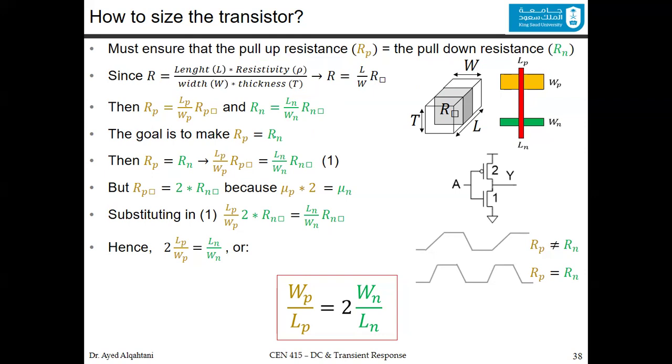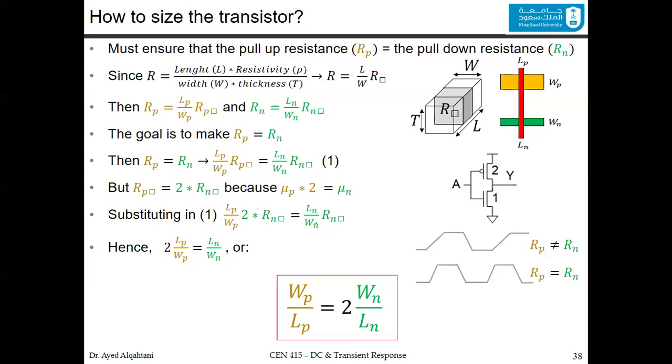Now the goal is to make RP equal to Rn, as we said. To do this, we take the RP value and the Rn value, and we substitute the right-hand side for each one of them in the equations over here. Now, we know that the R squared of P is twice the R squared of N, because the mobility of the N is twice the mobility of the P. So we will substitute one for the other. Here we take out the R squared of the P and plug in its value. This is what we have.